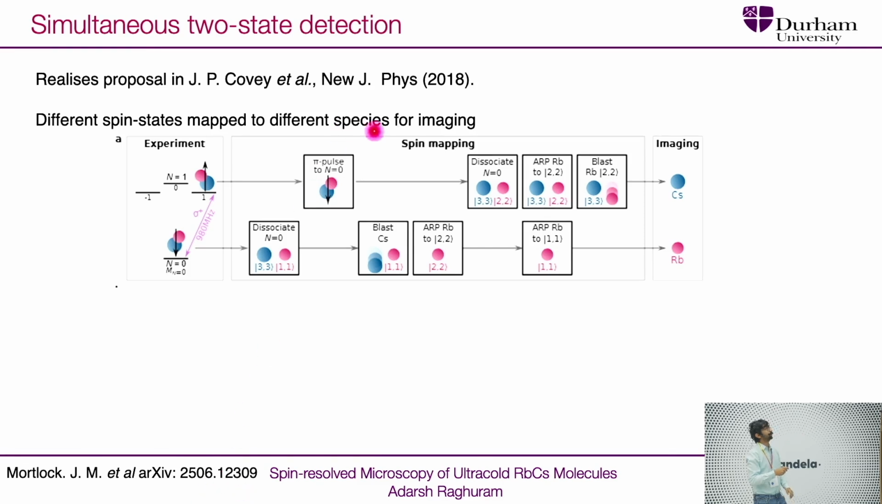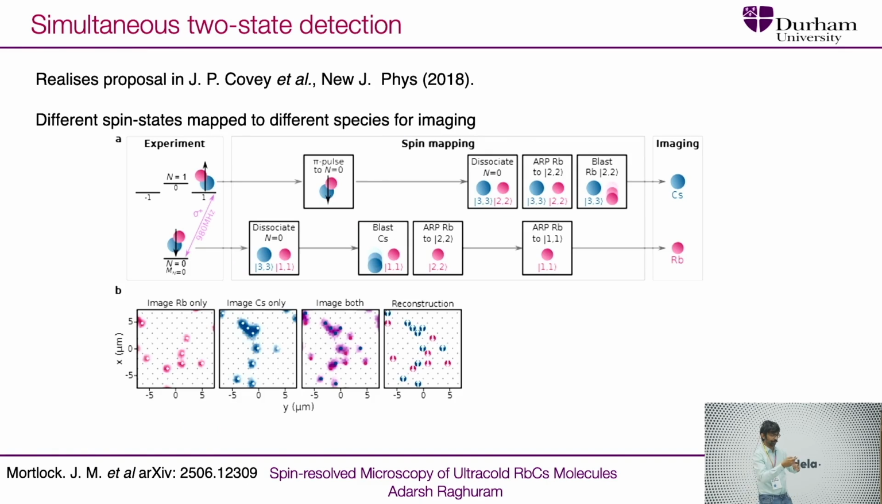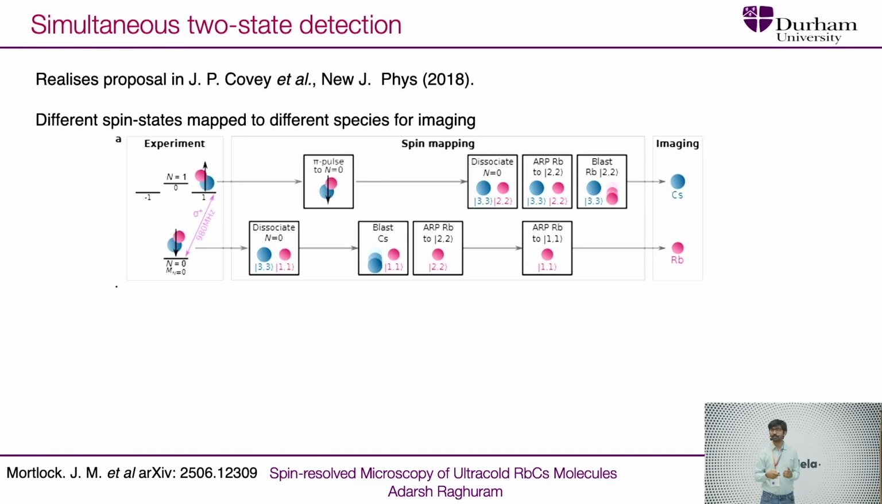So the sequence to do that is, well, the whole sequence is predicated on the state specificity of STIRAP. So if you create a mixture of molecules in n=0 and n=1, and then STIRAP them back to the Feshbach molecules, only your n=0 molecules are going to head back, while your n=1 molecules just stay the same.